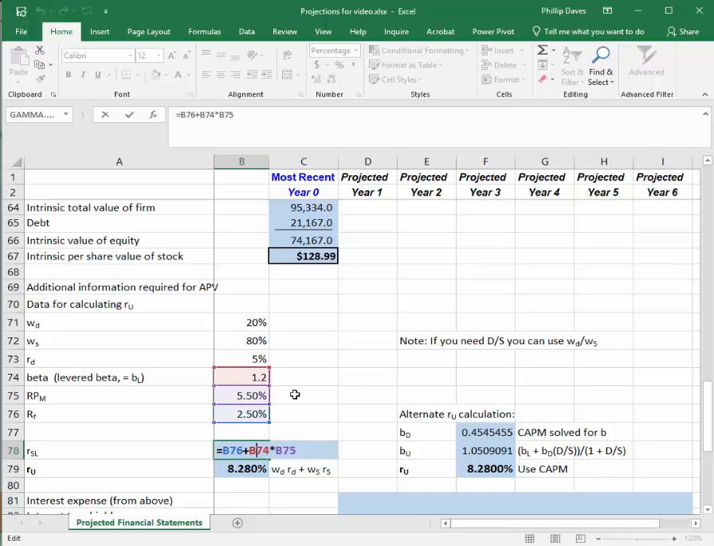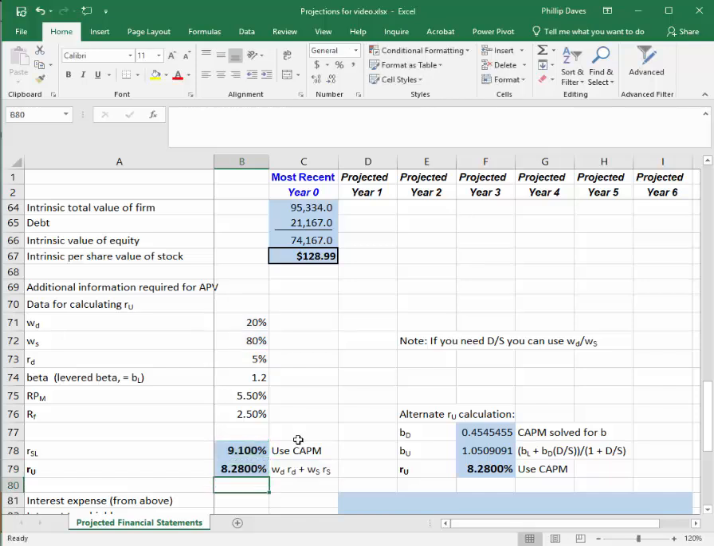And when I say levered, that's because we already have 20% debt in the capital structure. It's a levered required return. We want the unlevered one. And so to calculate the unlevered required return, we take the weight on debt, multiply it by the required return on the debt, the 5%, add to it the weight on stock, the weight on equity, multiply it by the levered required return that we just calculated, and that gives us an unlevered required return on equity of 8.28%.